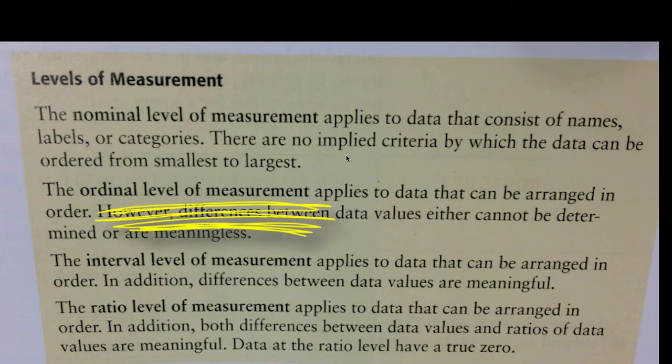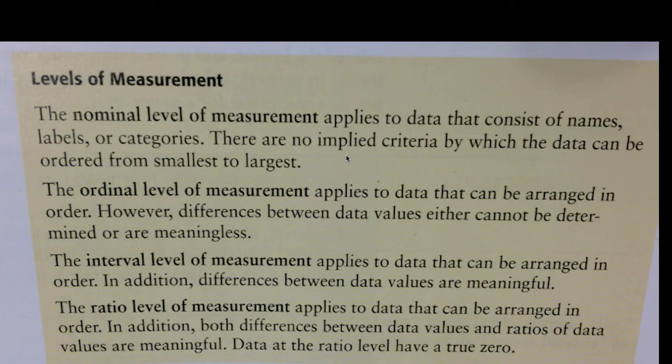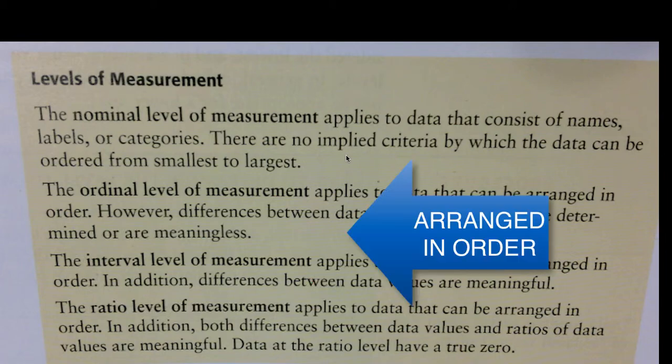Ordinal level of measurement applies to data that can be arranged in order. However, differences between data values either cannot be determined or they are meaningless. A good example, this is just ranking order, so you could think of like the results of a marathon race, first, second, third, fourth, finish line, that kind of thing. That would be ordinal.